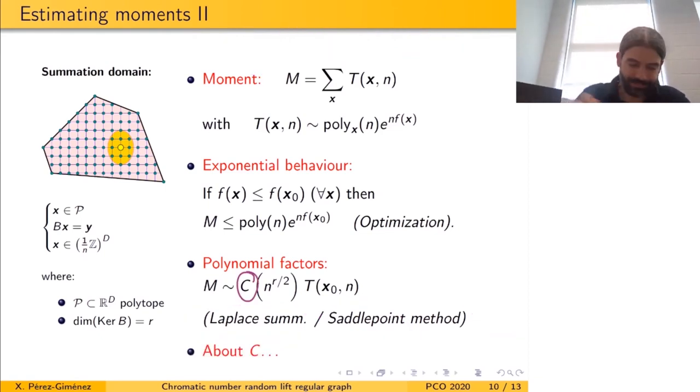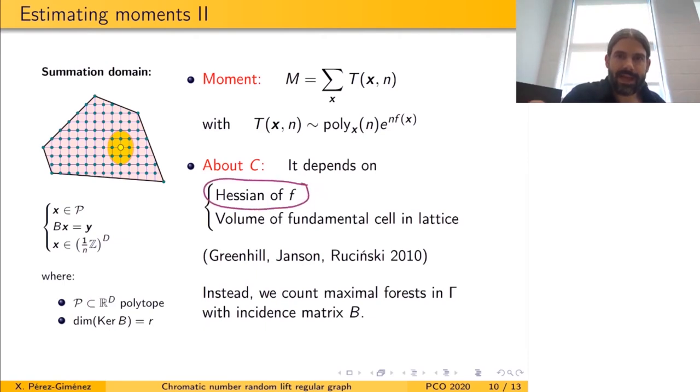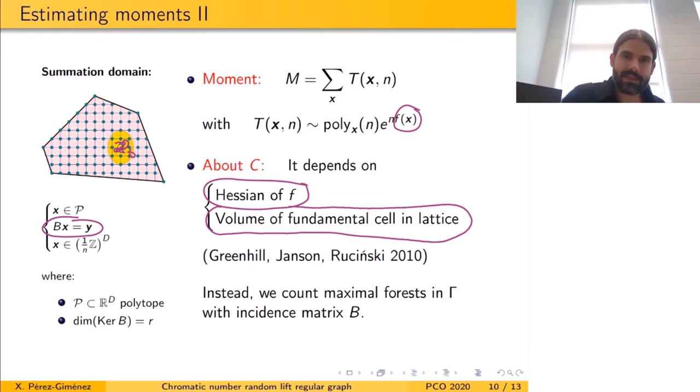Something about this constant. If you use this Laplace summation technique, I don't want to give you all the gory details, because if I give you the theorem, it's like a one-page theorem. But this constant can be written as a function of several things: the Hessian of this function at x naught, restricted to the subspace. So if you compute the Hessian of this function at the maximum of the function and restrict that to the subspace, and you can also compute the volume of the fundamental cell of the lattice, then you can compute the constant C. This lattice, the fundamental cell originally has volume 1, but when you slice it by the subspace, that changes.